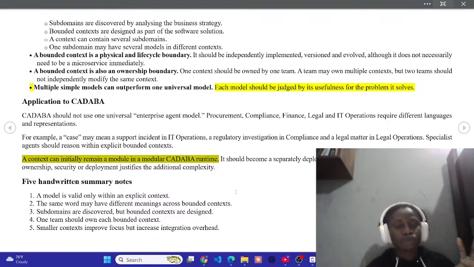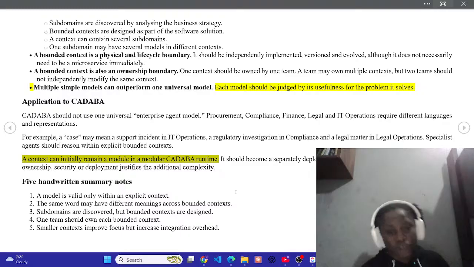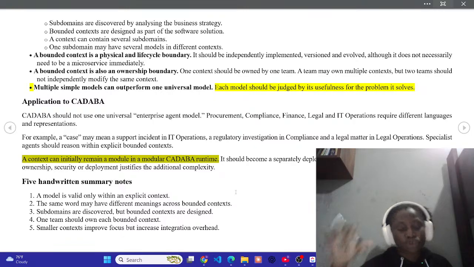So if one team is working on finance, the same team must not be working on legal. The same team must not be working on IT. The same team must not be working on HR. The same team must not be working with other departments. So they should be specialized so that they can be focused. And the context and the requirement they have gathered will become their second nature, and everything they are designing will be focused on that requirement so that they can generate the output that is meant to solve that particular business problem. So this is what is meant by bounded context.